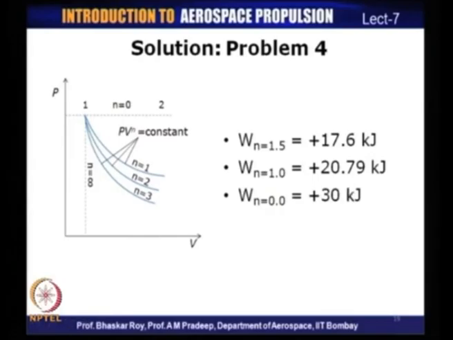So this is just to illustrate that as you keep decreasing the value of n, the work done by the process will keep increasing. Work done is obviously also a function of the polytropic power, that is n. As you keep reducing n, you get higher and higher work output. The limit of that is n equal to 0, which is a constant pressure process, wherein you get the maximum work done during the process.